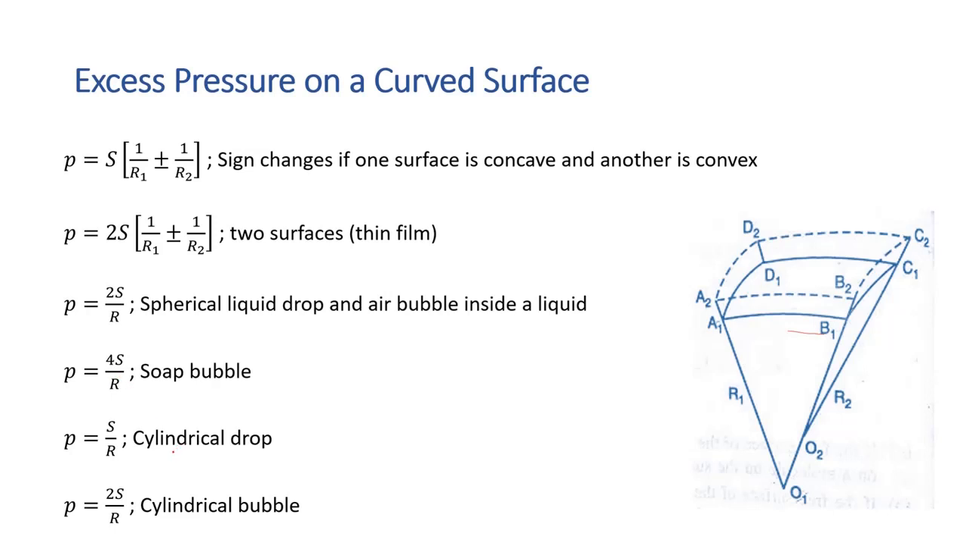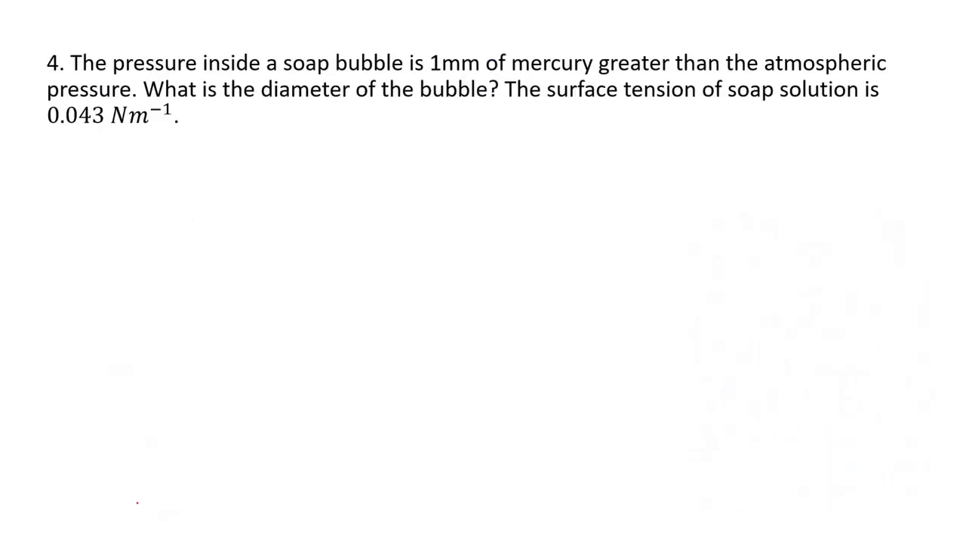Similarly, in case of a cylindrical drop, we have only one surface, therefore it is S into one of its radii of curvature. One radius is infinity, that is, one side of a cylinder is a straight line, therefore its radius of curvature is infinity, therefore 1 by R2 goes to 0, and the answer is S by R. And in case of a cylindrical bubble, since we have two surfaces, it is 2S by R. Now let's move on and solve some problems.